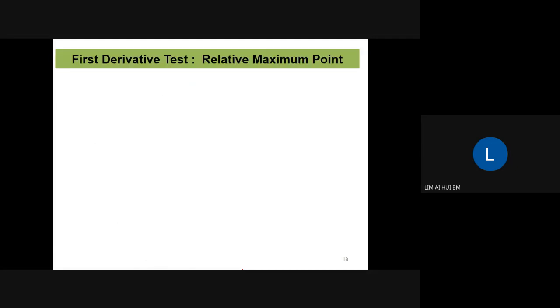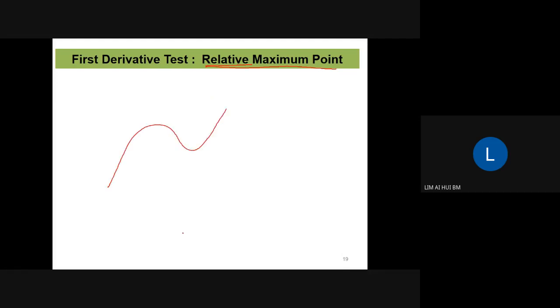And now we are talking about the first derivative test. Okay, untuk relative maximum. So maybe some of you will be curious, why not we call it a maximum point only, not relative maximum point? Relative, what is the meaning of relative? Relative means that you are actually compared to others. Compared to others, then you get the relative value. All right, so let's consider this diagram.